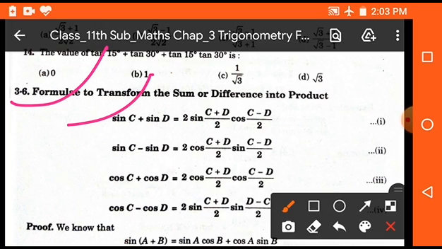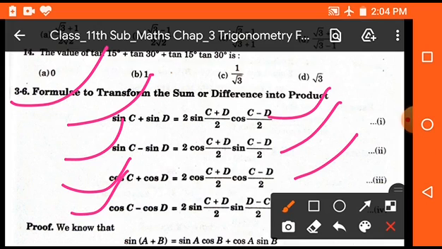Clear? So sin C plus sin D, you can write 2 times sin (C+D)/2 into cos (C−D)/2. Next one is sin C minus sin D is equal to 2 cos (C+D)/2 into sin (C−D)/2. Cos C plus cos D is equal to 2 cos (C+D)/2 into cos (C−D)/2. And the last one is cos C minus cos D is equal to 2 sin (C+D)/2 into sin (D−C)/2. These are the four important formulas and you have to learn them.